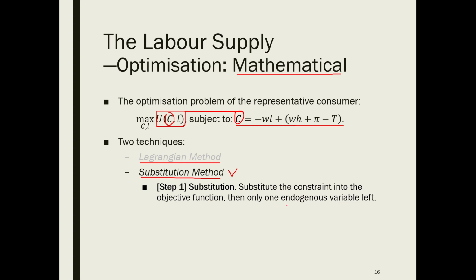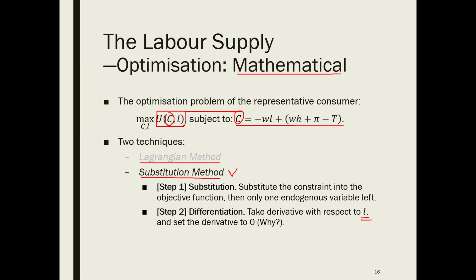The second step is differentiation of the new objective function with respect to the endogenous variables and set the derivative to 0. Why do we do that? It is because the derivative is the slope of the objective function. When the slope is equal to 0, we are at the top of the curve. Because we are maximizing the utility, the slope must be equal to 0 at the maximum. This condition is also called first-order condition because it involves first derivatives. It is also called marginal condition because it involves marginal utility.